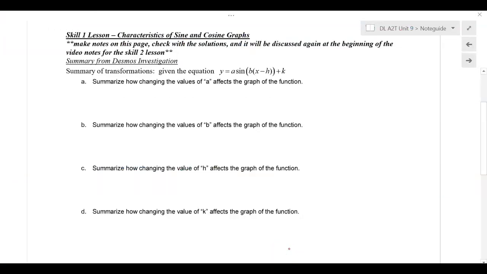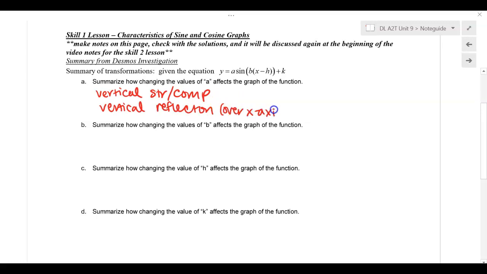So the a value is still causing vertical stretches and reflections. Those are things that are not new to you. That is causing vertical stretching and compressing, and also a vertical reflection. So this should be review. Vertical reflection means over the x-axis. This is when it's negative. But the vertical stretching and compressing means it's going to change the amplitude.